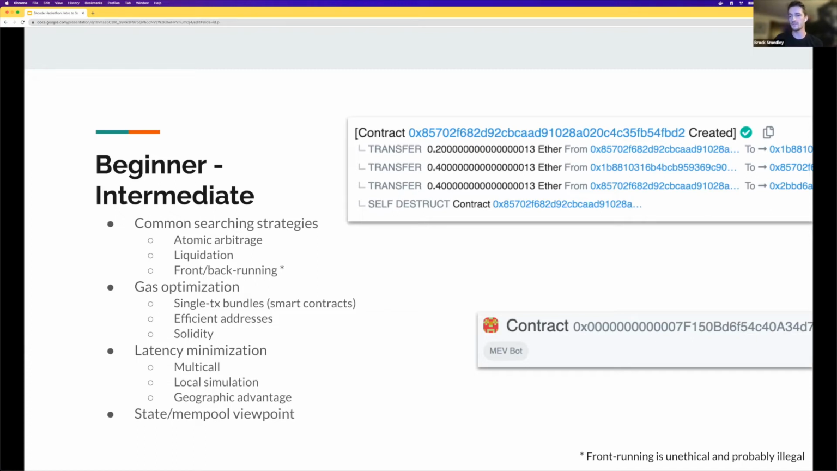So with multi-call, you can just encode all of these calls into 1 network call, and then get all that information back all at once. So that's a great tool to save some time. Another tool is local simulation. Like I mentioned earlier, the ETH call bundle endpoint on the Flashbots relay will simulate a bundle for you, and it'll show you what happens because of that bundle.